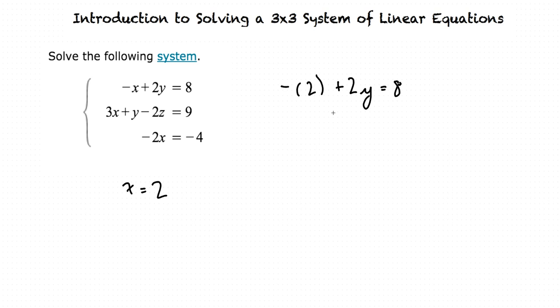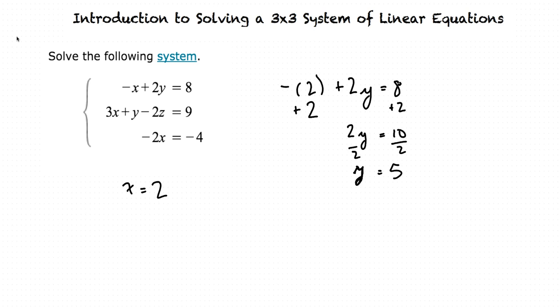Cool. Now I can solve for y. To do that, we should add 2 to both sides, then divide by 2. I think that makes y equal 5, right? Correct. Now we have to solve for z. Because we already have x and y, we can plug both into the middle equation.